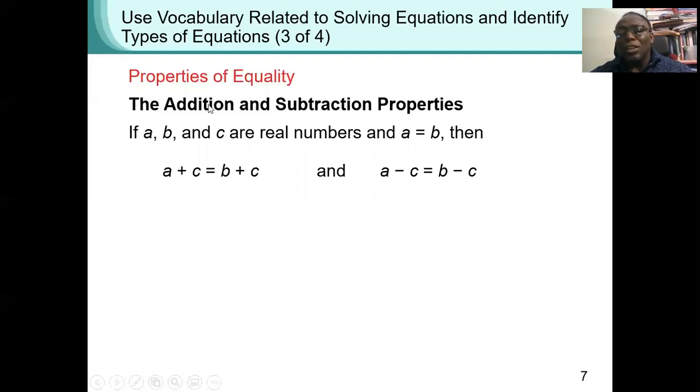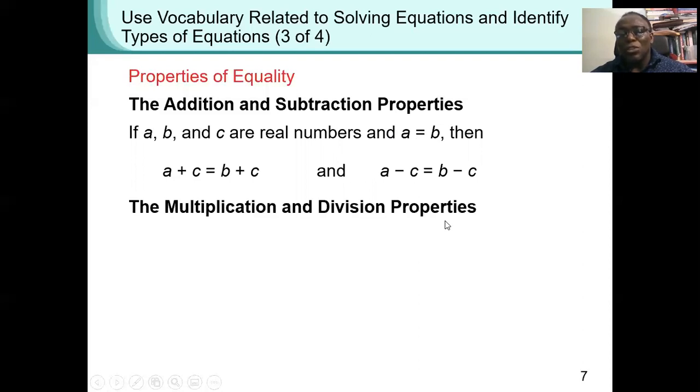So that is, again, the properties of equality. We have variables a, b, and c. If a equals b, then a plus c is equal to b plus c, or a minus c is equal to b minus c.